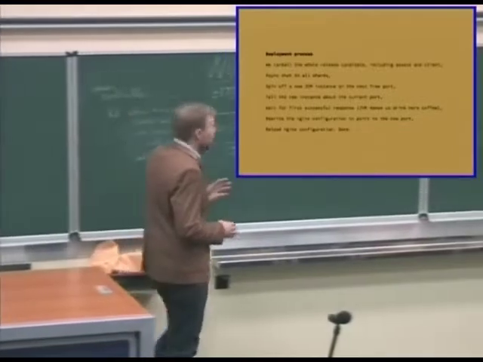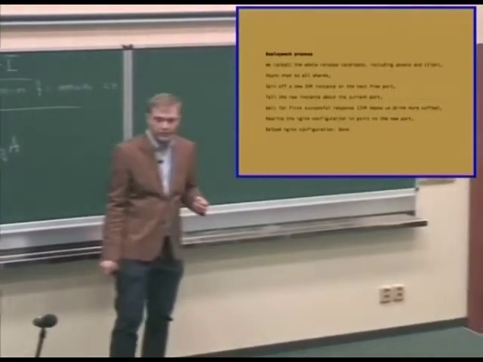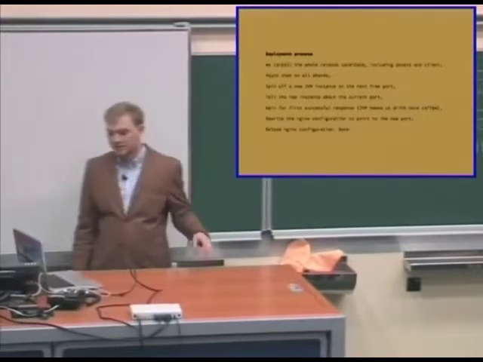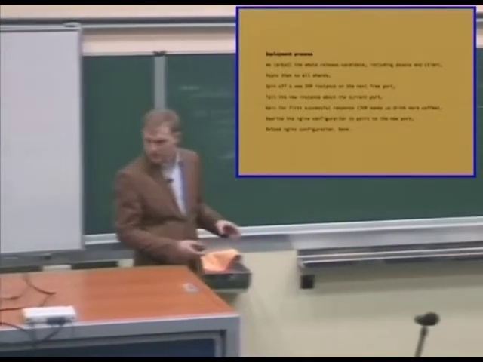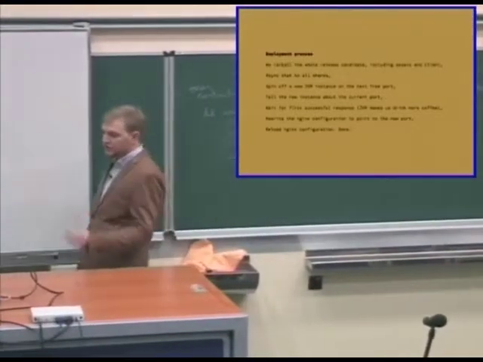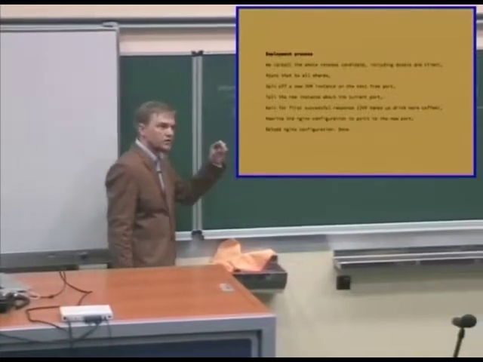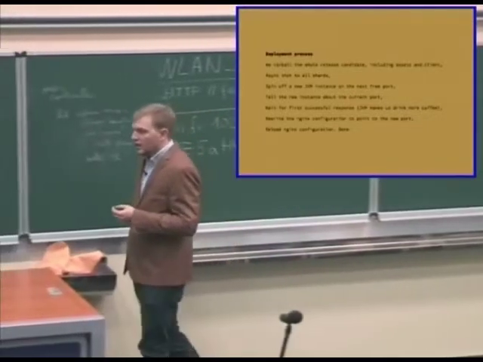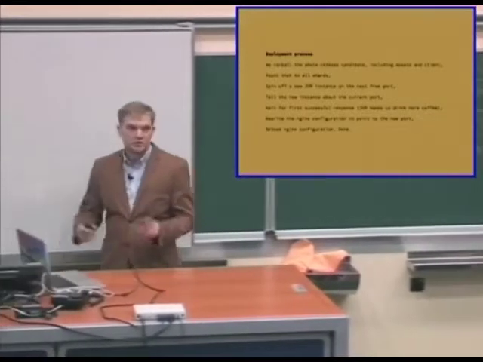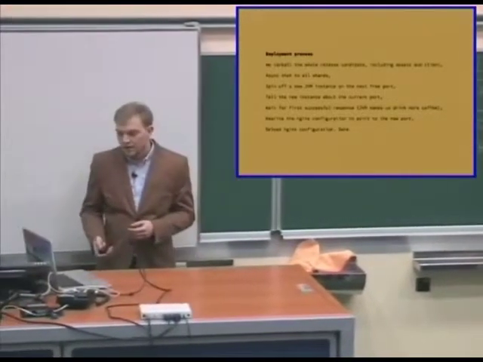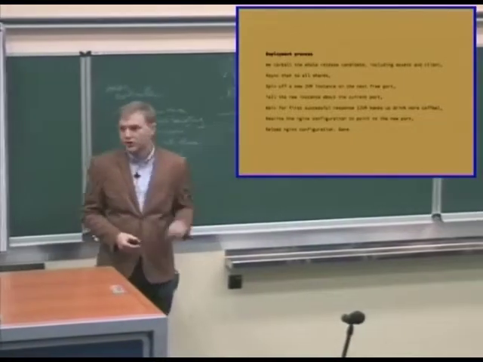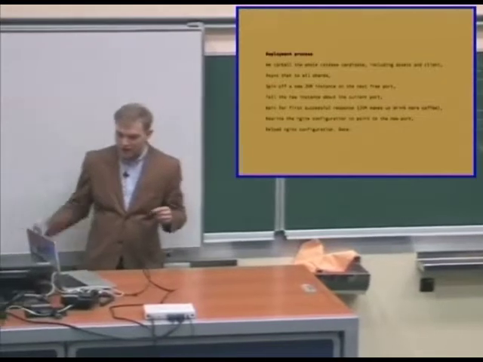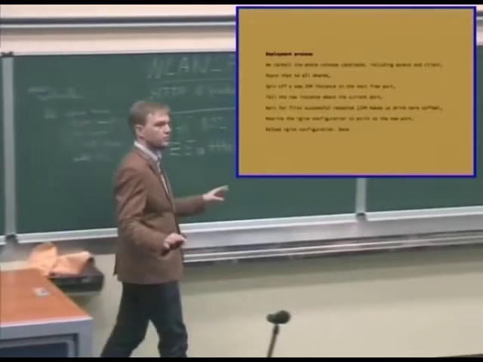Here's our deployment process. It's a lengthy list, and that's what we came up with. We tarball the whole release candidate, including assets and client, rsync that to our shards, spin off a new JVM instance on the next free port. We have a small route in our Nginx configuration that gives us the current port Nginx is speaking to. And we tell the new instance about the current port so that it knows the existence of a previous instance, wait for a successful response. The JVM takes a while. And then we rewrite the Nginx configuration to point to the new port and reload the Nginx configuration, atomic switch, problem solved.